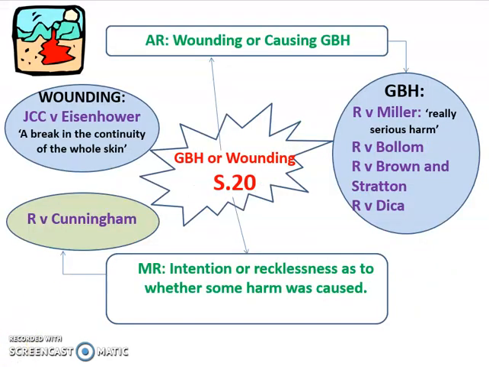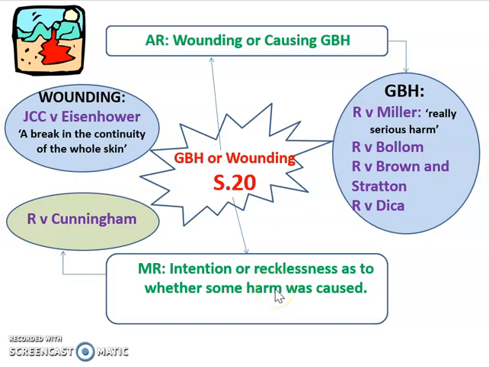So there's our little summary of what I've just talked you through. Actus reus of a Section 20 is a wound or GBH, and we've looked at what a wound means, and we've looked at GBH with the cases. And the mens rea is intentional recklessness as to whether some harm was caused.